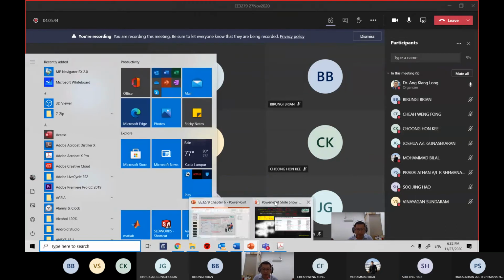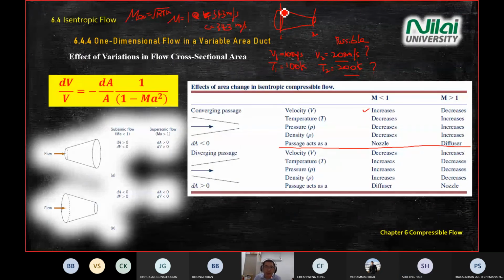Yes. Okay, so based on the same question, when you have a converging passage, your speed of sound at point 1 is 343. The velocity at point 1 is 100. Temperature at point 1 is 100 K. Is it possible when the flow comes out at point 2 it will reach 200 K, and why? We will not reach 200 K. Because from the table we can see that the Mach number is below 1, then it will decrease. Okay, good, correct. The answer is correct.